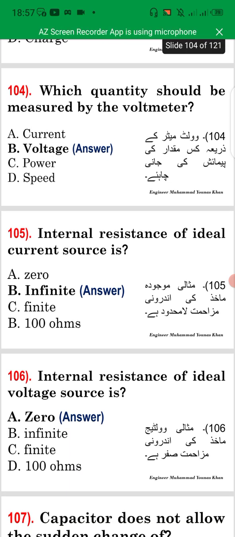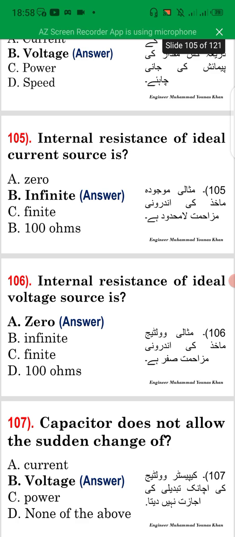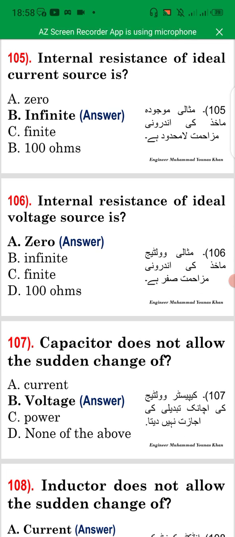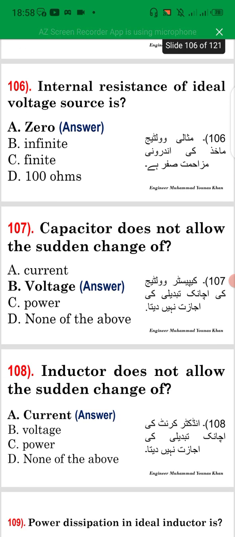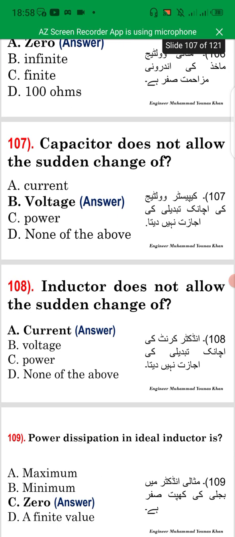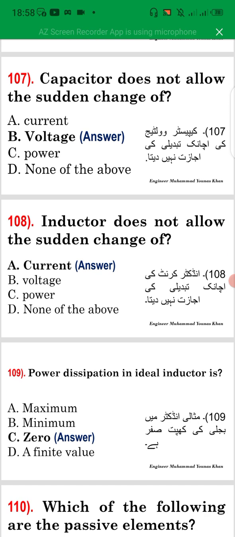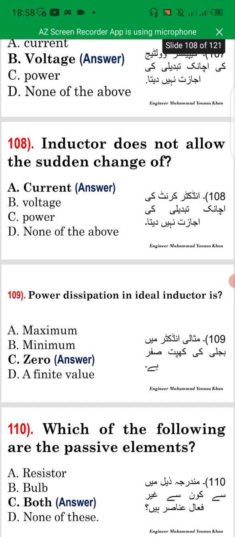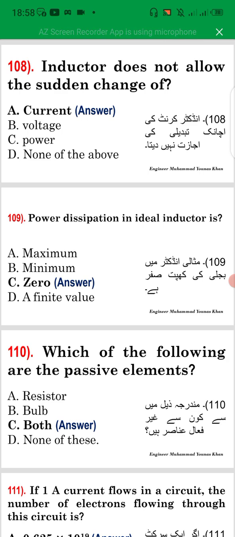Internal resistance of an ideal current source is 0, infinite, finite, 100 ohms. Infinite. Internal resistance of an ideal voltage source is 0, infinite, finite, 100 ohms. 0. Capacitors do not allow the sudden change of current, voltage, power, none of the above. Voltage. Inductor does not allow the sudden change of current, voltage, power, none of the above. Current. Power dissipation in an ideal inductor is maximum, minimum, 0, a finite value. 0.